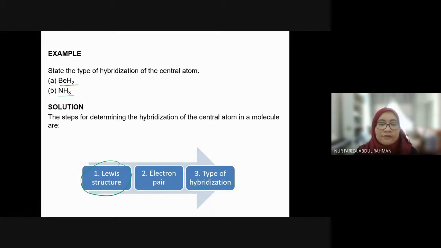Okay. And then you have to identify. Once you have the Lewis structure, because we want to determine the hybridization only. Kita tak nak tahu dia punya geometry ke apa, polarity tak nak. Okay. Kalau based on this question, we want to determine the hybridization. So what we need to do is to count the electron group on the central. Once we have counted the electron group, we can determine the type of hybridization based on the table that we have just now. Okay.